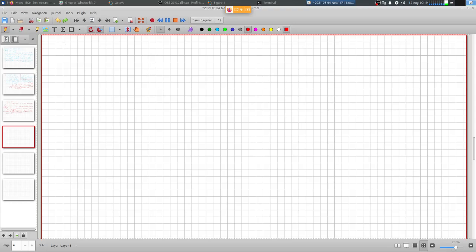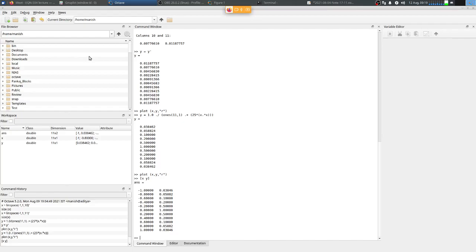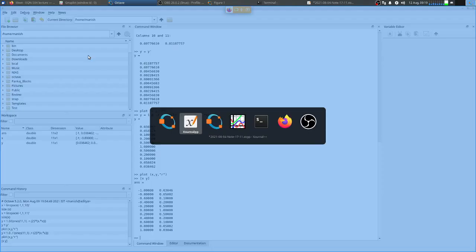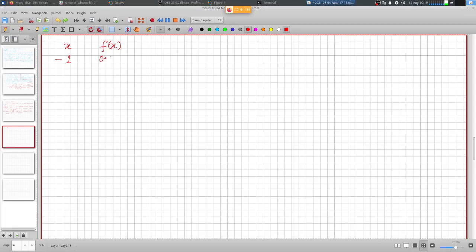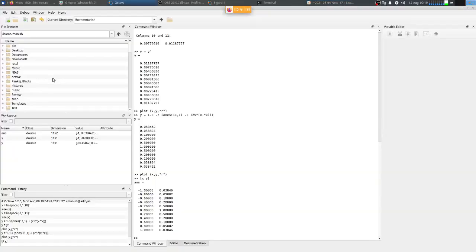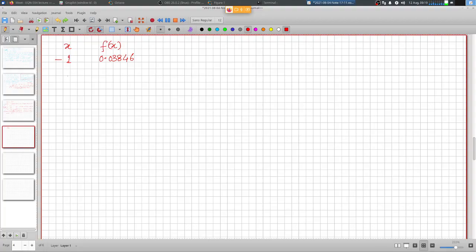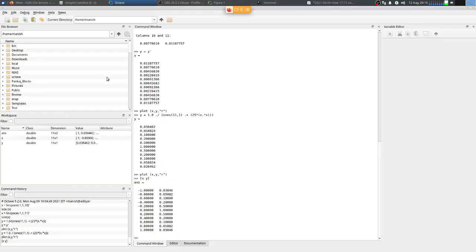So I have here x and then f of x. So let us start with minus 1. F of x is 0.03846 and then x is minus 0.8 and f of x is 0.05882.